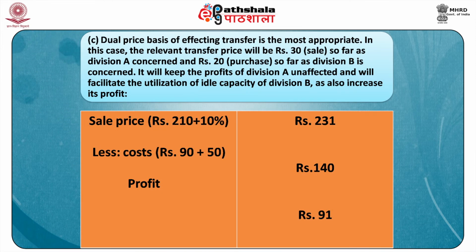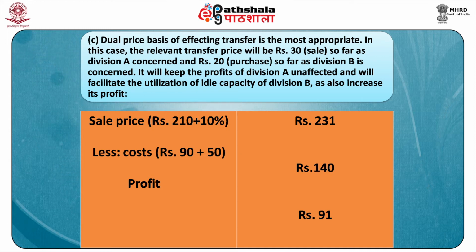C. Dual price basis of effecting transfer is the most appropriate. In this case, the relevant transfer price will be Rs 30 sale so far as Division A is concerned and Rs 20 purchase so far as Division B is concerned. It will keep the profits of Division A unaffected and will facilitate the utilization of idle capacity of Division B, as also increase its profit.